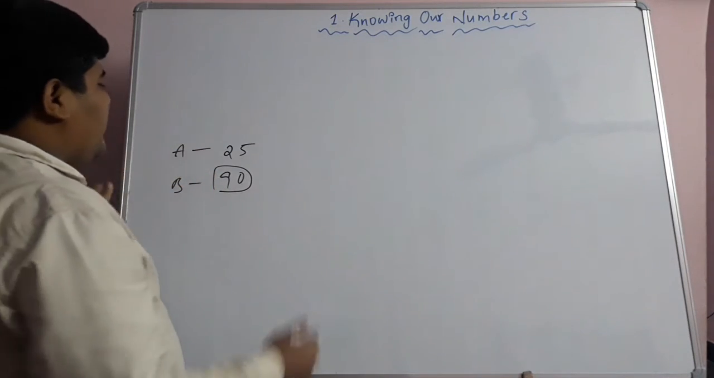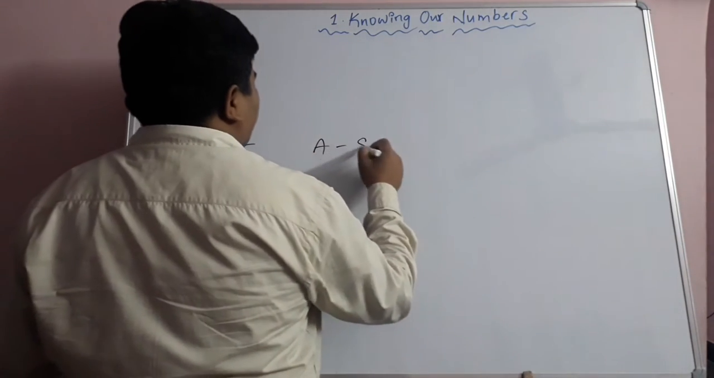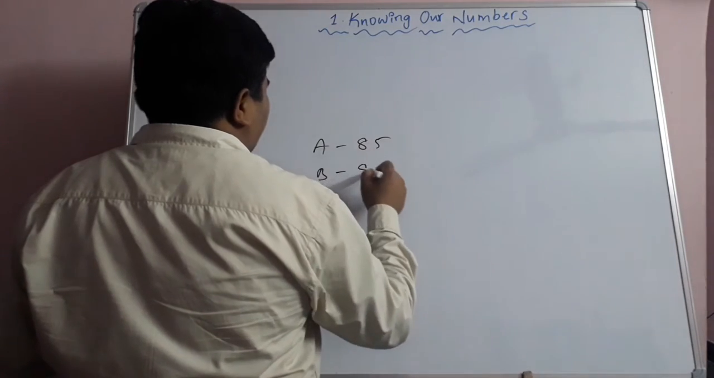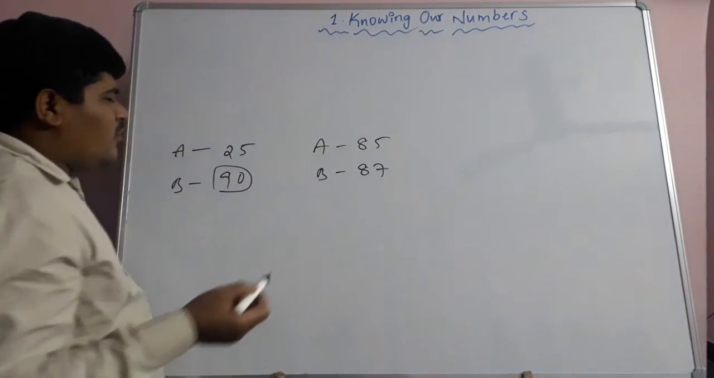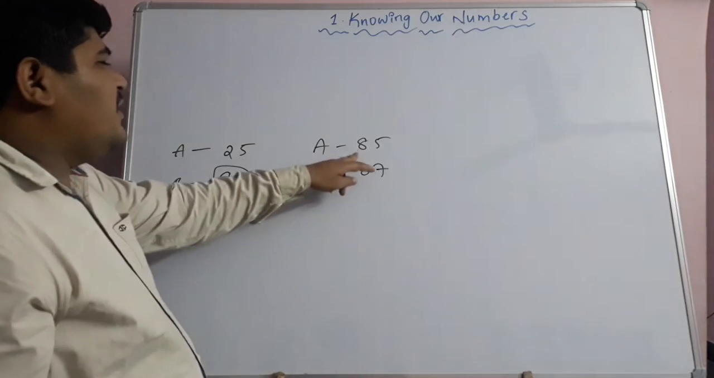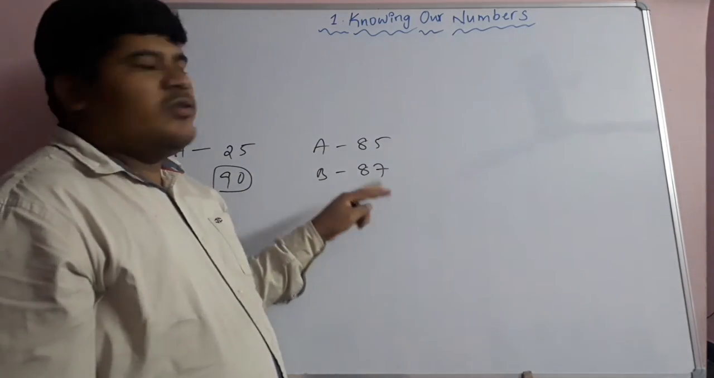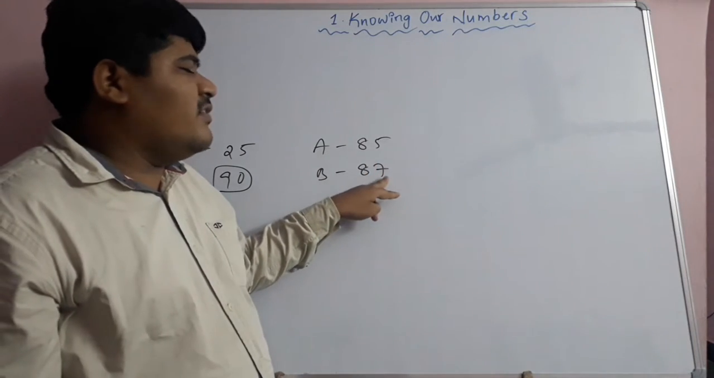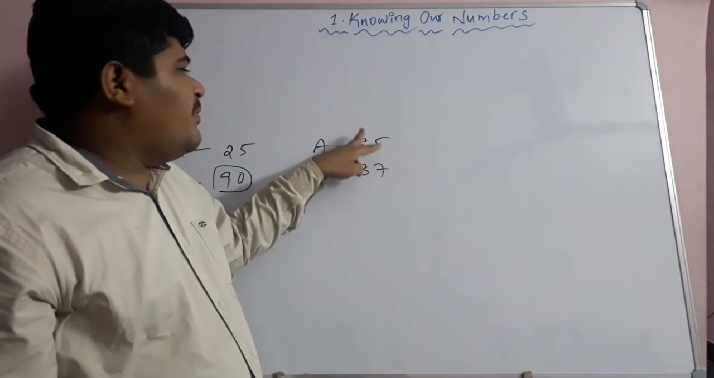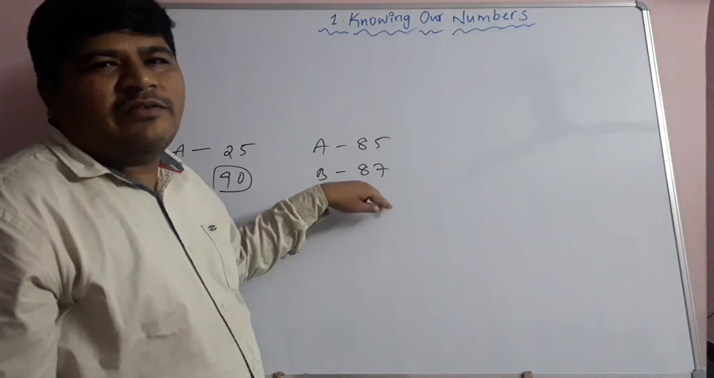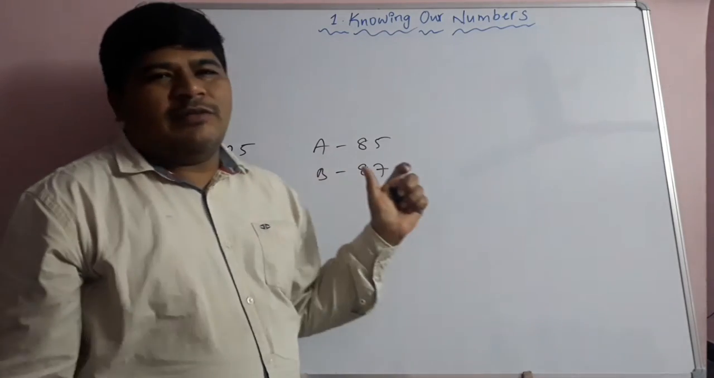Suppose children, A got 85 marks, B got 87 marks. Then how to compare? The first digit, the tens digit, is the same here. Then we will go to the next digit. Here 85, 87. This 7 is big, no? So 87 is a bigger number than 85. So B got good marks. Like this we will compare the numbers, children.